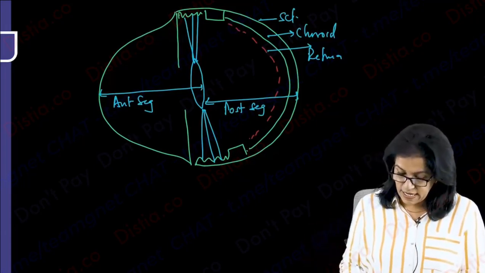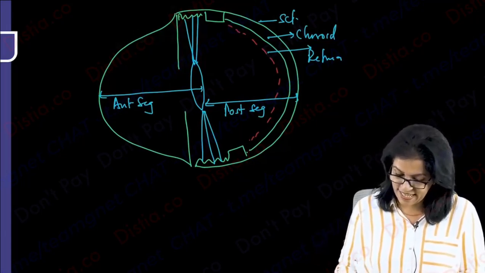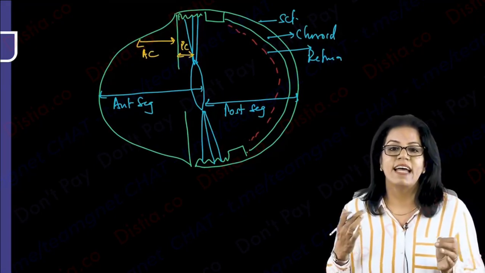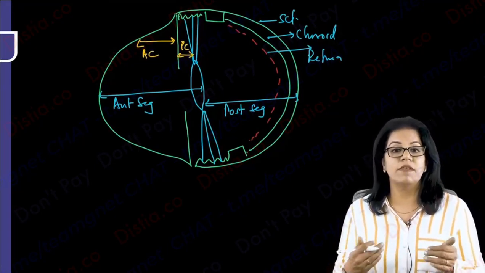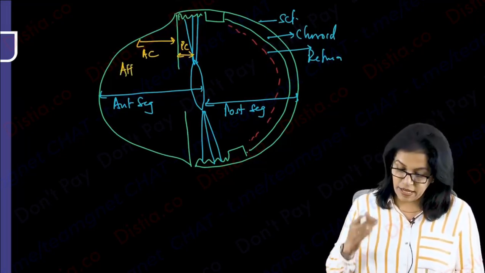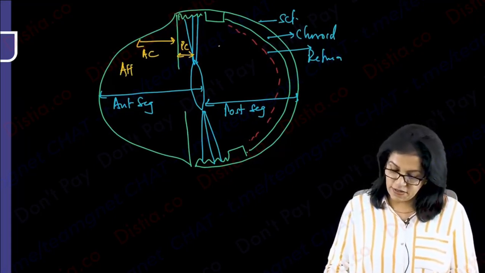The anterior segment is further divided into anterior chamber and posterior chamber. What is it filled by? We all know, aqueous humor. And behind the lens, this is your vitreous cavity filled with vitreous humor.